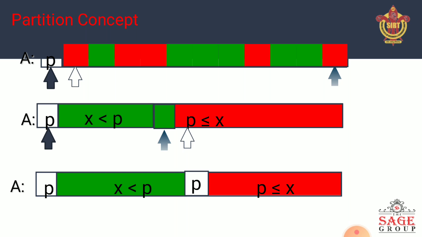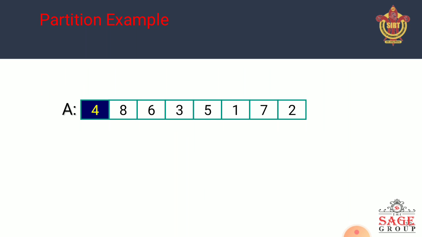Then we have to apply swapping between these. Here both arrows are crossing each other, meaning the position of the j index is less than the position of the i index. Then we have to swap the pivot element with the j index element. After this we have received a green part and a red part. The green part is lesser than the pivot, and the red part is higher than the pivot position.